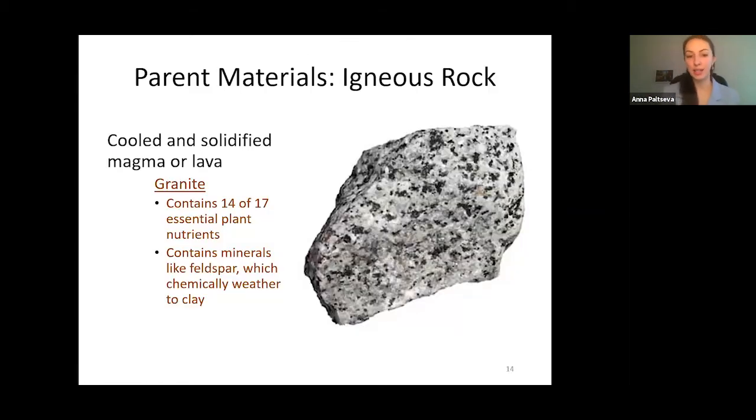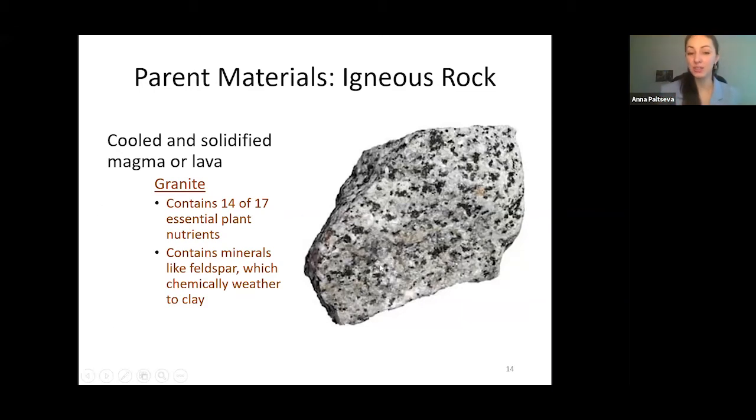Granite is an igneous rock. It's a common building material. But did you know that granite contains 14 out of 17 essential plant nutrients? So plants only need about 17 plant nutrients. They don't need all 90 or 100 that are on the periodic table. They only need 17. And 14 come from granite.